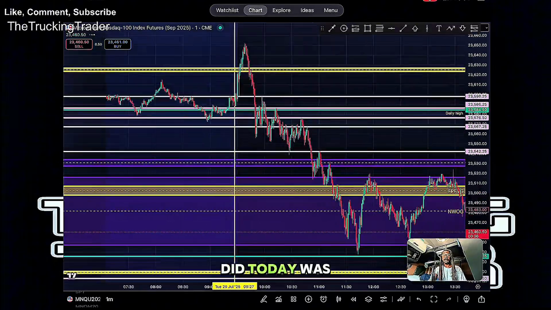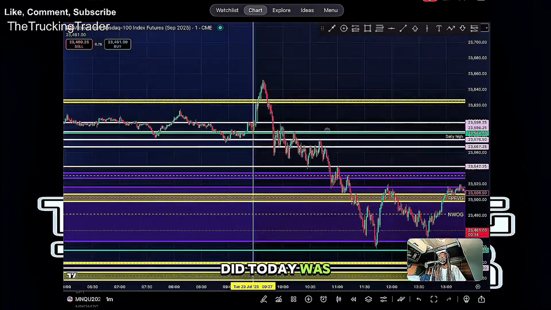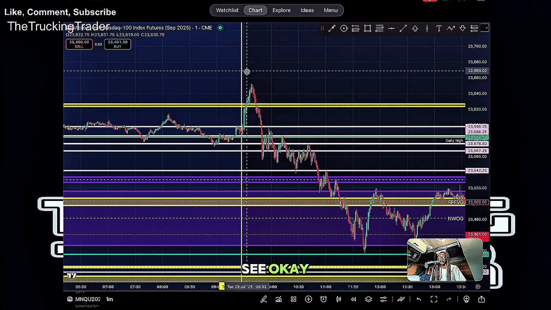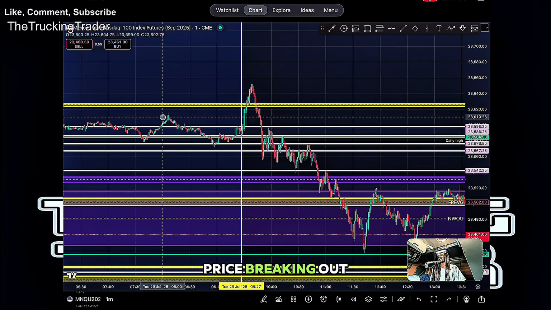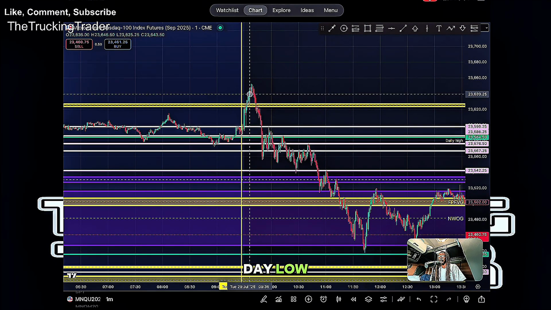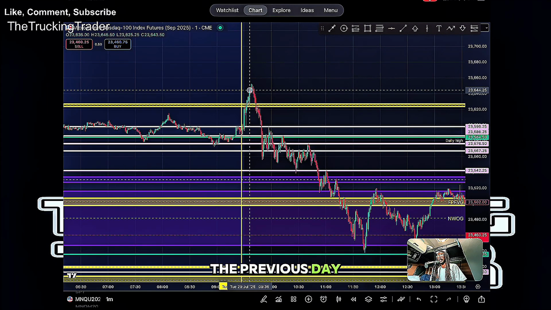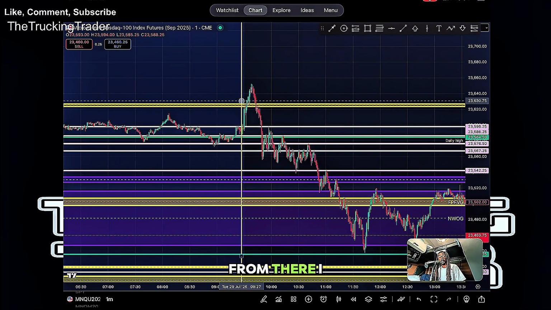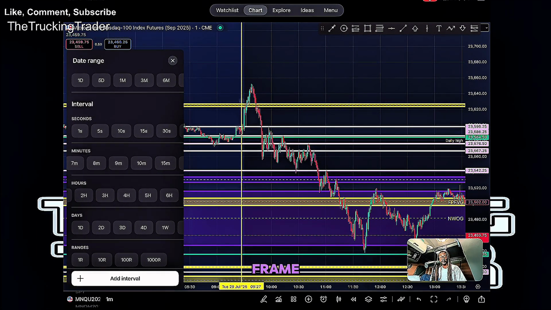The only thing I did today was I waited and seen, okay, where has price broken out first? Did it break out of the previous day high or did it break out of the previous day low first? Going into the market open, it broke out of the previous day low. From there, I dropped into the 15-minute time frame.